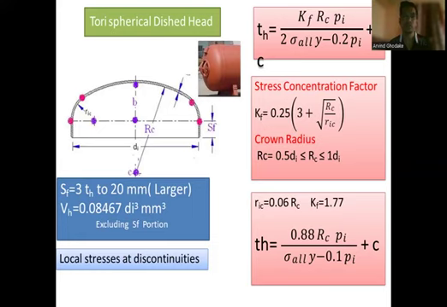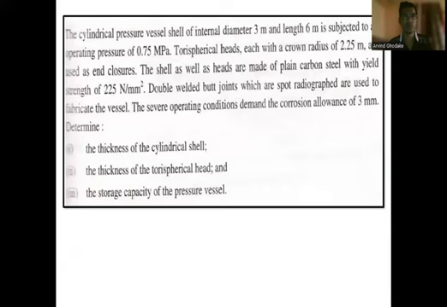Therefore, the thickness of the head, that is a spherical dish head, is calculated by using the formula 0.88 Rc into Pi by sigma allowable into Y minus 0.1 Pi, plus C. Then SF is calculated by using the formula 3 TH or 20 mm, whichever is the larger, and VH, the volume of the spherical dish head, is 0.08 Di cube mm cube, excluding the SF portion.